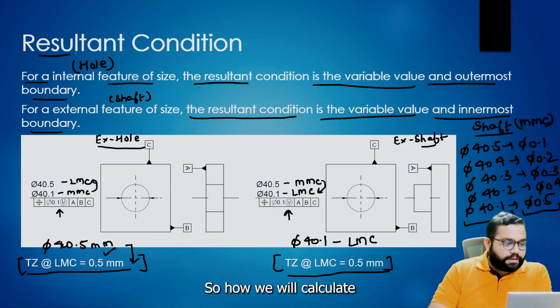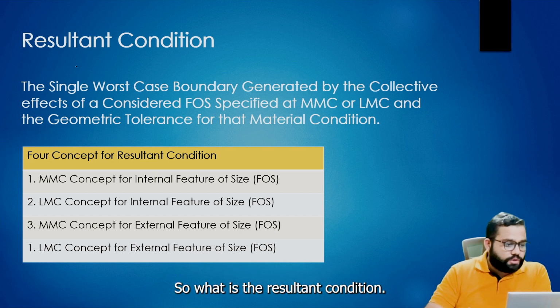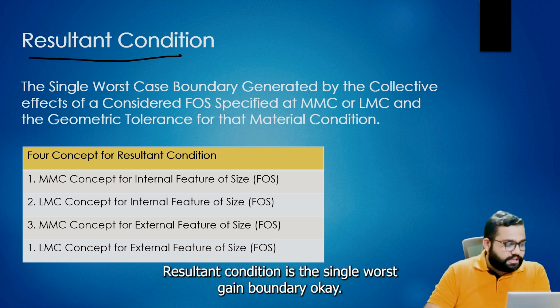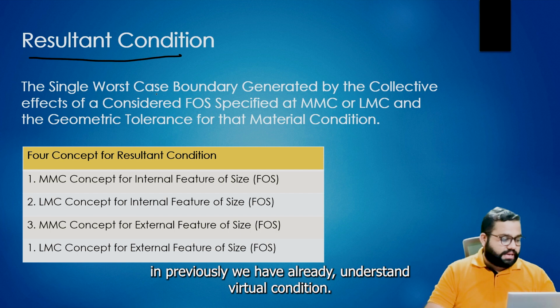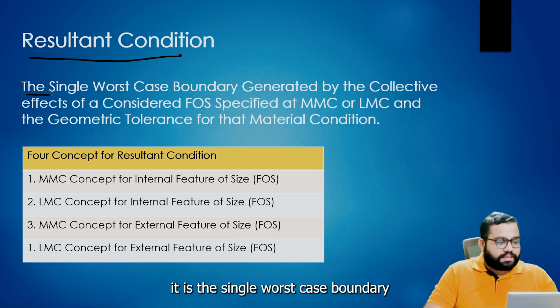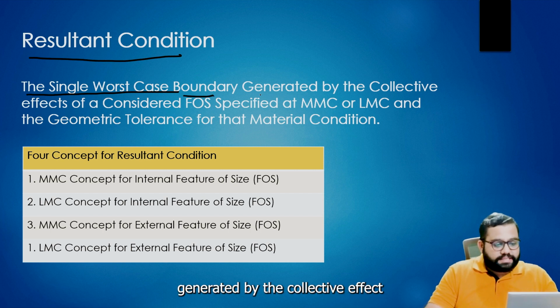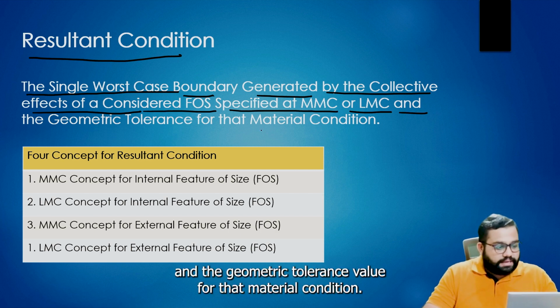Now we will understand how to calculate the resultant condition with the definition. This is the example, and in a further session I will discuss this in a detailed manner. So what is resultant condition? It is the single worst case boundary. The definition looks similar to the virtual condition, but here it is the single worst case boundary generated by the collective effect of the considered feature of size specified at LMC or MMC and the geometric tolerance value for that material condition.